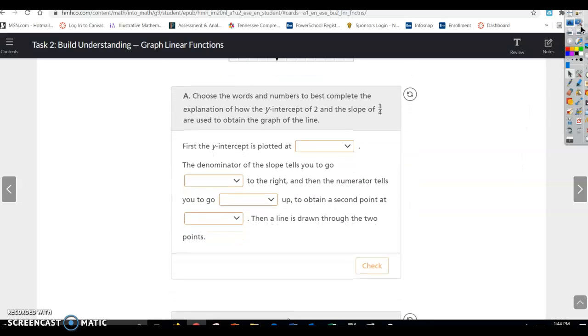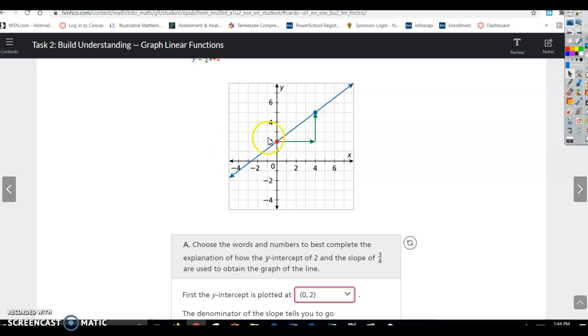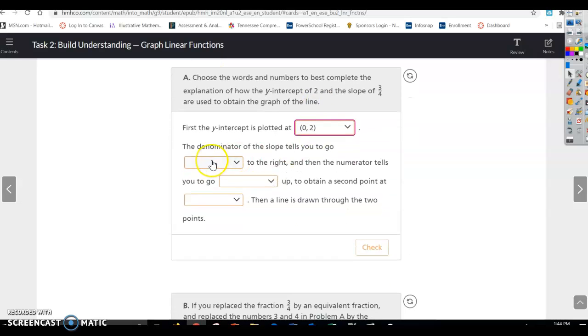Alright, it says choose the words and numbers to best complete the explanation of how the y-intercept of 2 and the slope of 3/4 are used to obtain the graph of the line. First, the y-intercept is plotted at 0, 2, so we started and went up 2, and then the denominator of the slope, the 3/4, the denominator moves you over 4 units to the right.